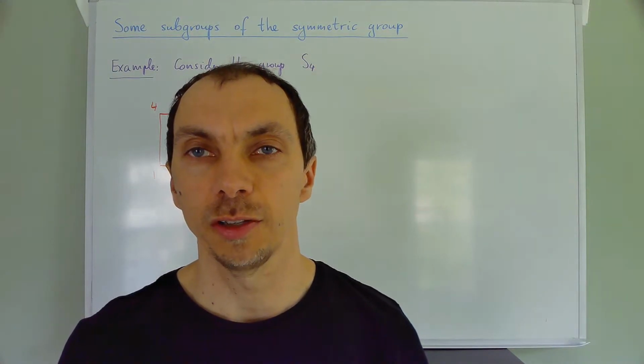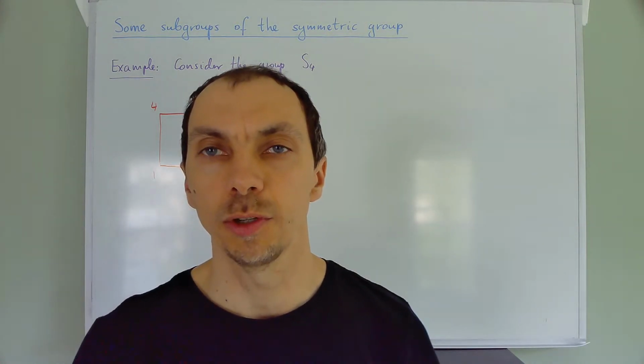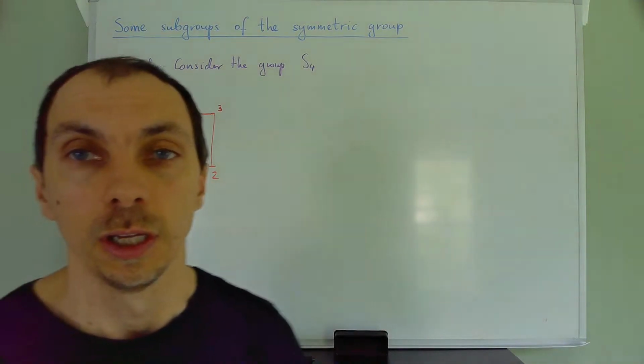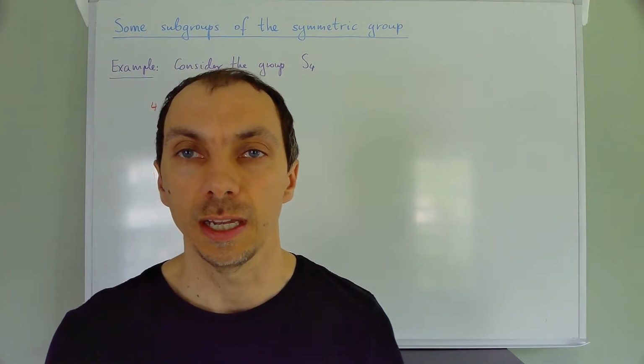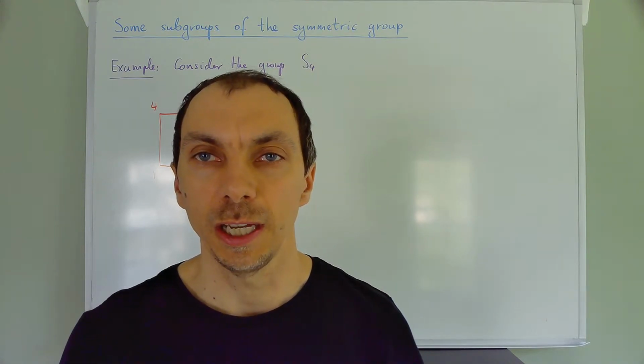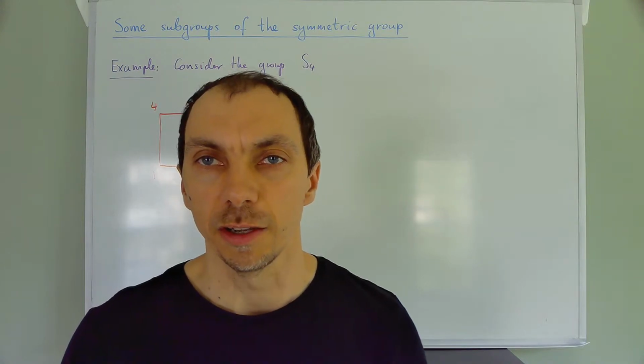Now let us concentrate on some interesting examples of subgroups of the symmetric group. In particular, I want to first look at the example of the symmetric group S4, so the group of permutations on the set 1, 2, 3, 4. And I want to connect it to the dihedral group of order 8, namely the symmetries of a square.